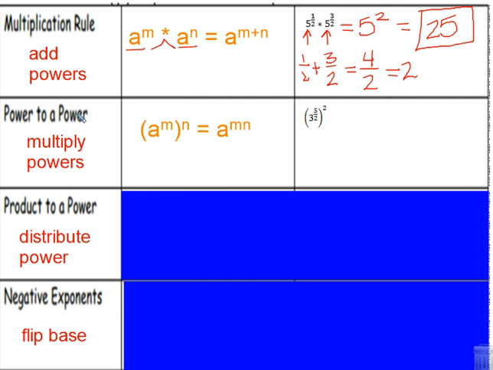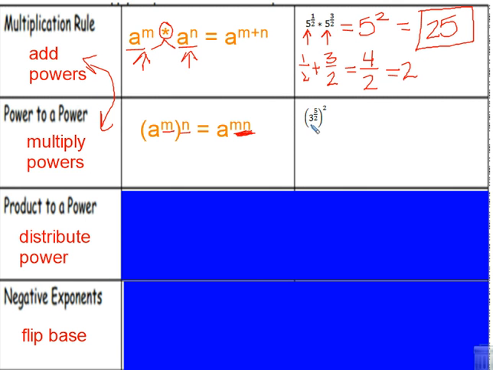If we have a power to a power, notice how we have a power of m being raised to a power of n. What we can do is, in this case, multiply them together. So when we're multiplying bases, okay, we add the powers. But if we are raising a power to a power, this is when we multiply the powers. Notice how there's a difference here. In this one, we added the powers. In this one, we're multiplying them.